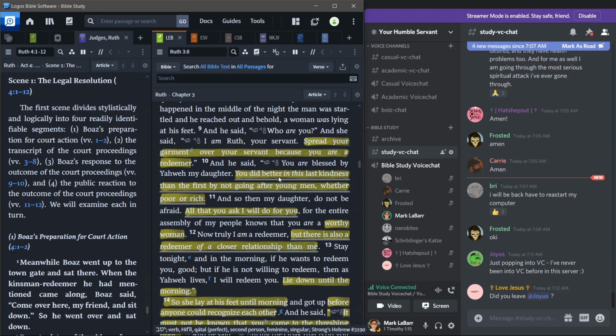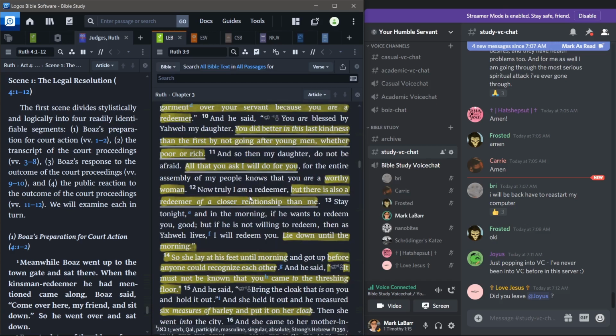And we looked at what the context was about redeemers and their place in the law in the previous chapters. But real quickly, the idiom there, spread your garment or spread your wings over your servant, essentially means marry me. So Ruth is saying, marry me, in no uncertain terms.